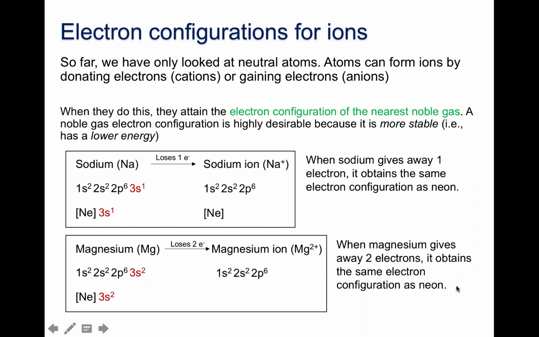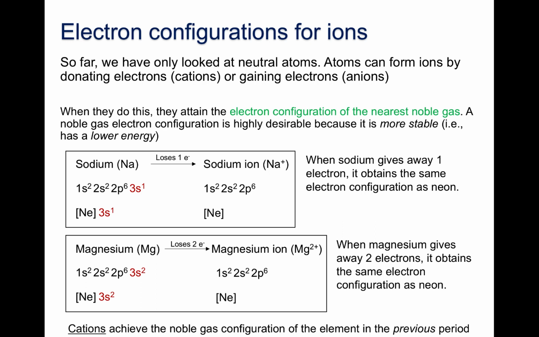So the reason magnesium gives away 2 electrons, and the reason that all of the alkaline earth metals give away 2 electrons, is because they can obtain the noble gas configuration of the element in the previous period. That's the easiest way for those elements to achieve a noble gas configuration.